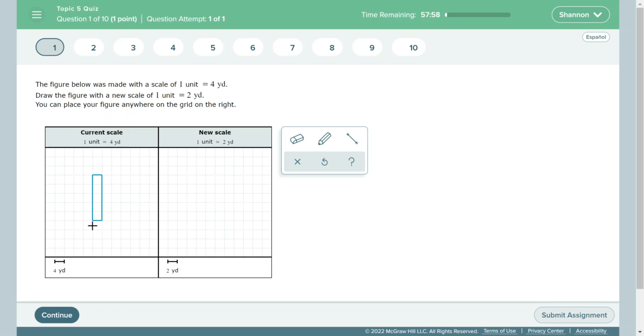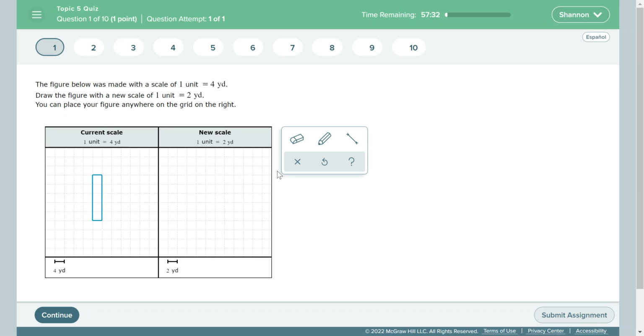So you can see that the figure is 1 unit wide, which means that it's 4 yards wide. And it's 1, 2, 3, 4, 5 units tall. And each unit is 4 yards, so that means that it's 5 times 4 is 20 yards tall. Over here the scale is one square is 2 yards, so you have to redraw it. So your answer should be a rectangle.